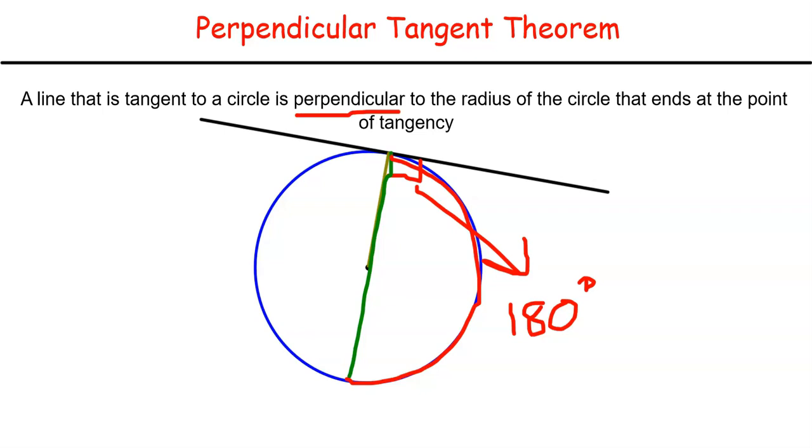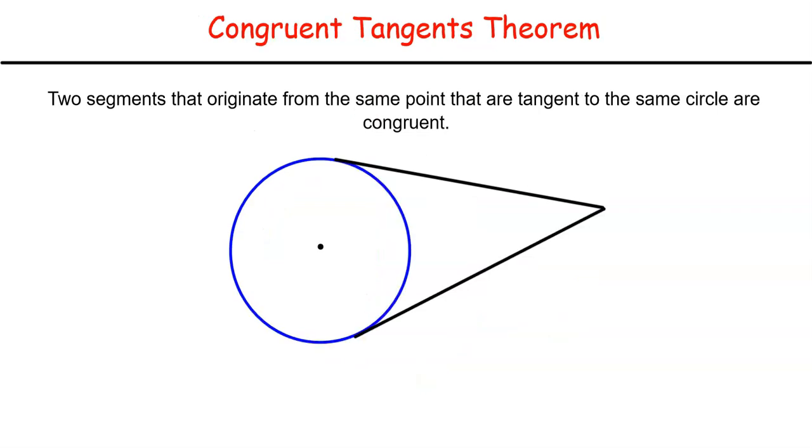The second property or theorem that we're going to see has to do with what happens if two lines or two segments are tangent to the same circle and they intersect outside the circle. In this case, this is the congruent tangents theorem, and it says the two segments that originate from the same point that are tangent to the same circle are congruent.